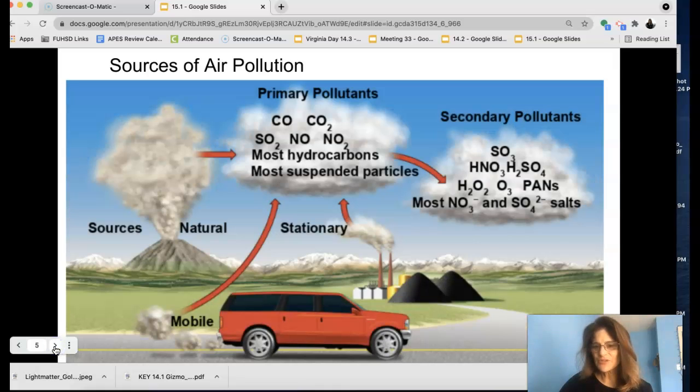There are many sources of outdoor air pollution. Some of them are natural, like a volcanic eruption. Most of them are anthropogenic, primarily from mobile sources like different forms of transportation, but also from stationary sources like power plants and industry.